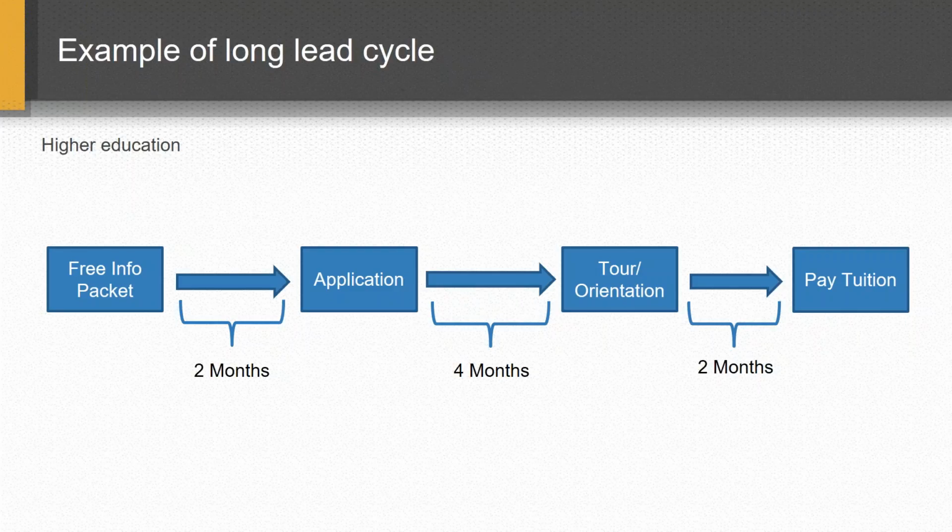The student's journey may start with, maybe, a free information packet of the school to learn more about that school and the location. Then, after a few months, they turn in an application for the school, and then after 4 months or so, the student has been accepted and maybe attends a tour of that school or a freshman orientation. And then after the entire life cycle, which could be 8 months, it could be 6, or, like I said, over a year, the student finally pays tuition.